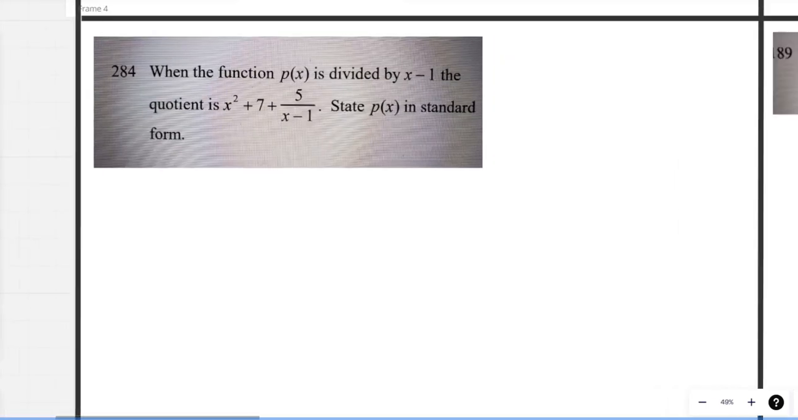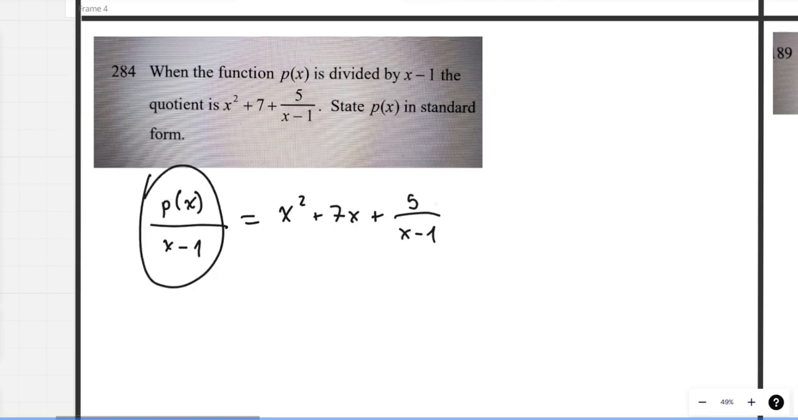But let's take a look at this one. When the function p of x is divided by x minus 1, the quotient is x squared plus 7 plus 5 over x minus 1. State p of x in standard form. Well, let me write it out like this. Maybe it'll be clear. P of x divided by x minus 1 is equal to x squared plus 7x plus 5 divided by x minus 1. If we just want to solve for p of x, we just need to multiply everything by x minus 1. And that's what I'm going to do here.